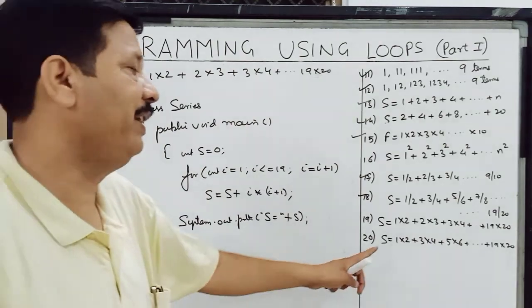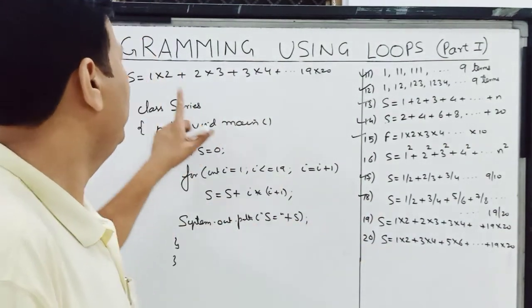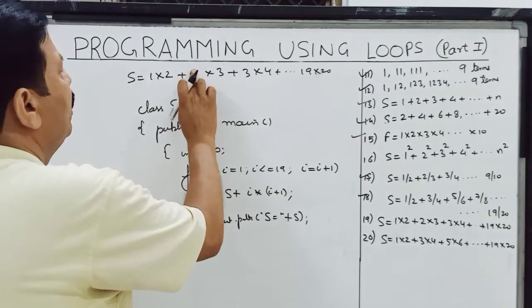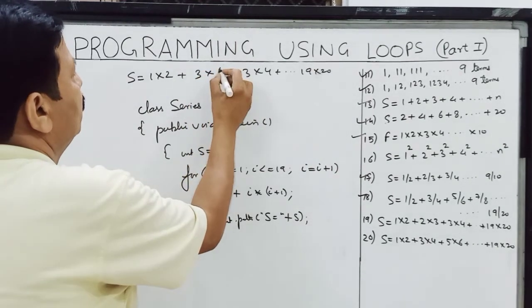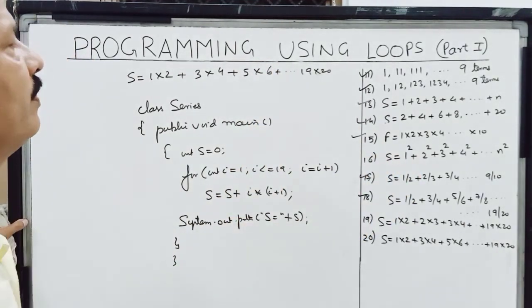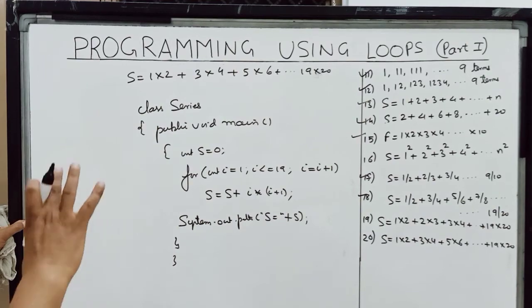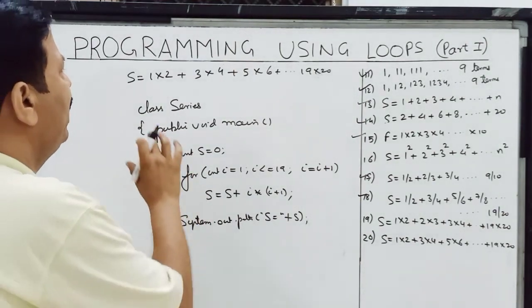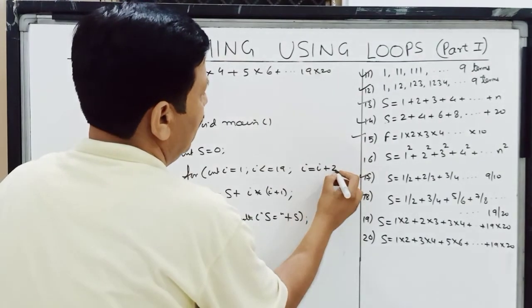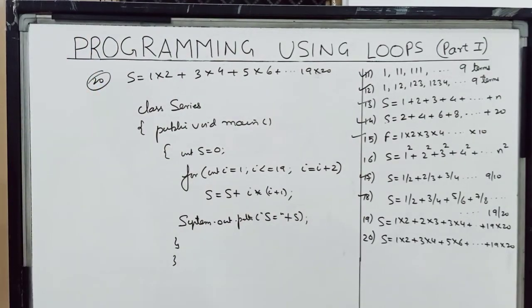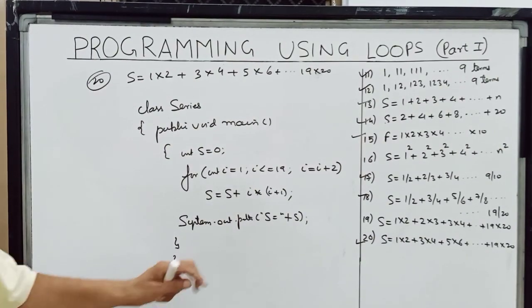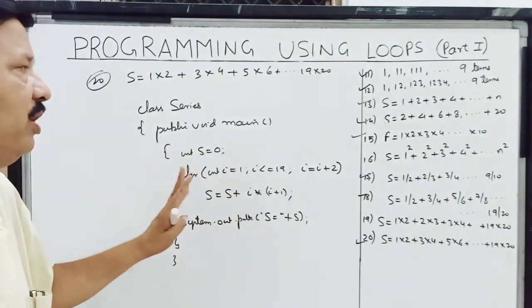And children, this last series, I hope now you can do: 1 into 2, but here it is 3 into 4. Then you have 5 into 6. So what will be the changes? 1 into 2, 3 into 4. Then 5 into 6. Then it will be 7 into 8. So children, this is the same series. The only change I have to do in this 20th series is that in place of i plus 1, I will write i plus 2, and I am going to get this series. So this series is done by just changing the step size of the loop. I hope children you have followed this series.